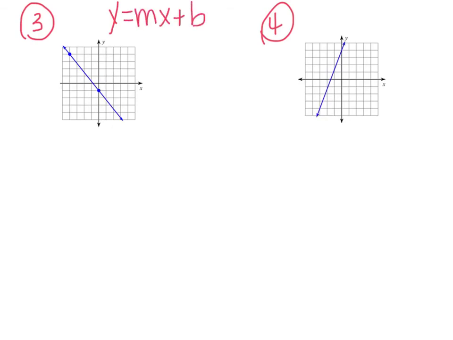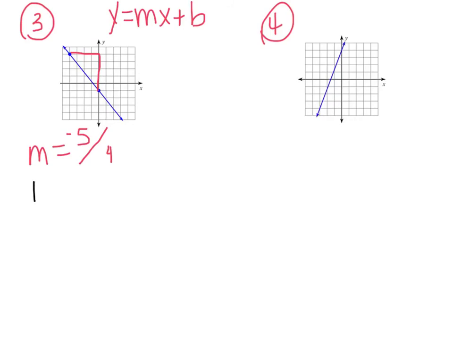So we want to find m. What is our slope? And remember here, it gives you 2 points. So we are going to go from here to here. So we went up 1, 2, 3, 4, 5 spaces. And we went over 1, 2, 3, 4. And it's a negative slope, so we're going to put a negative in front of there.